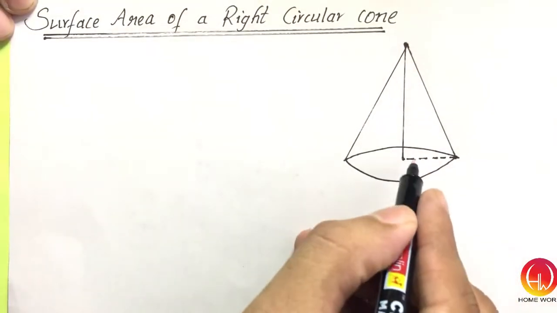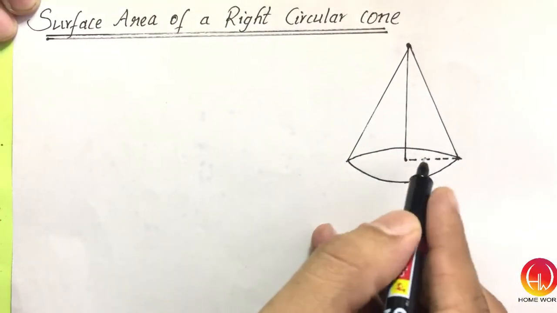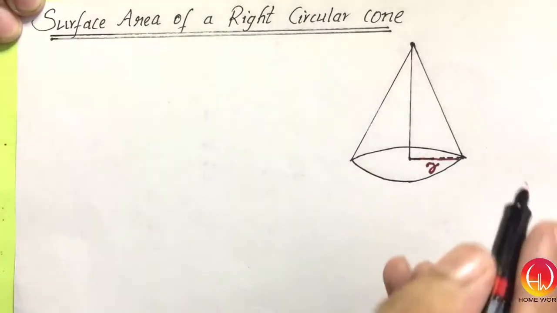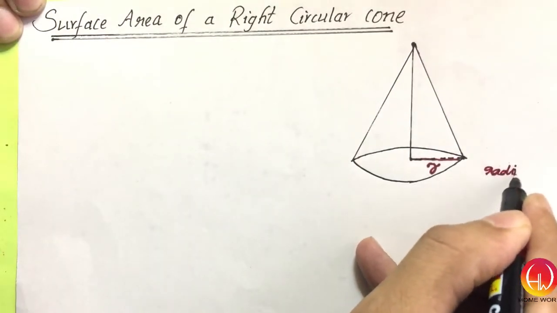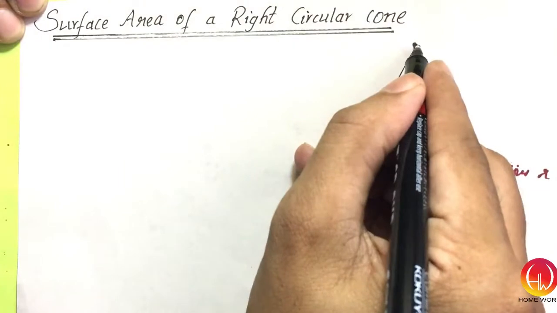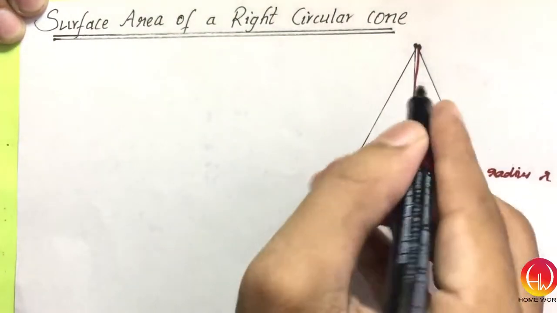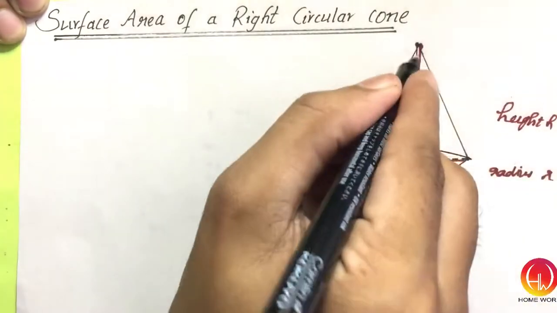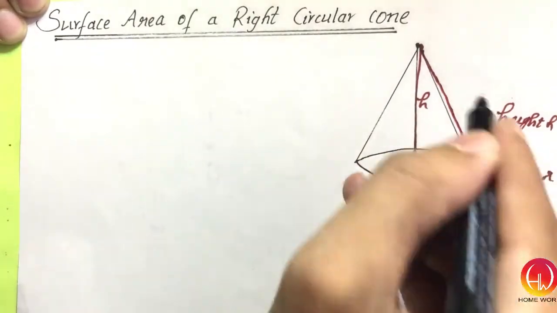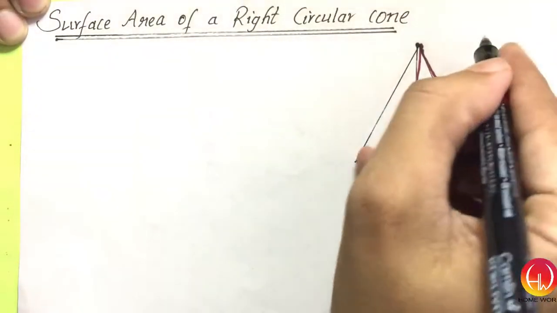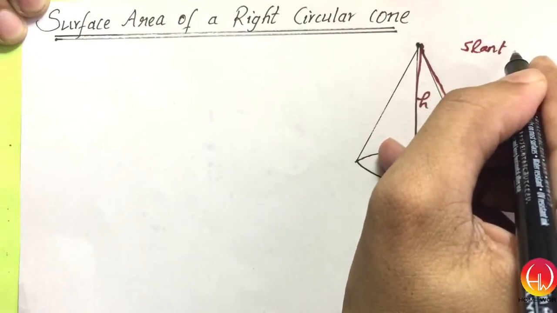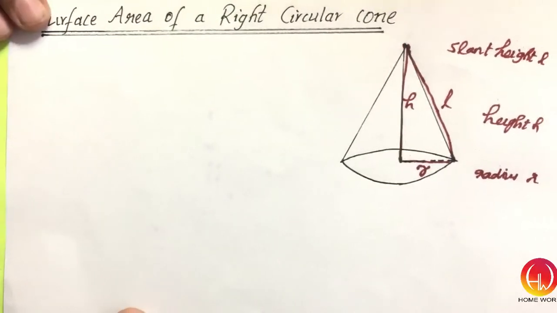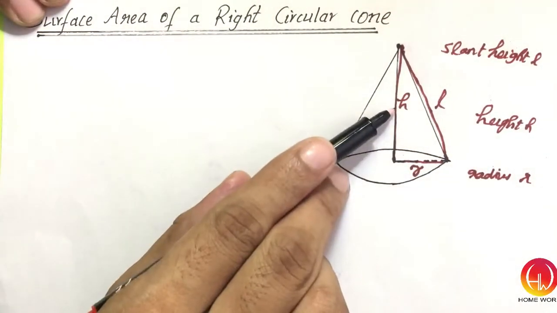We know the base of a right circular cone is a circle, and this part is known as its radius. Then this part is known as its height, and this length is known as its slant height. We will use L to denote slant height. First, we are going to discuss the relation between h, r, and l.